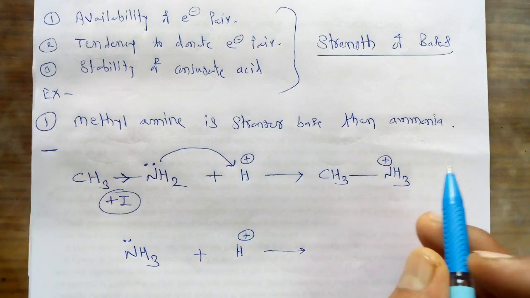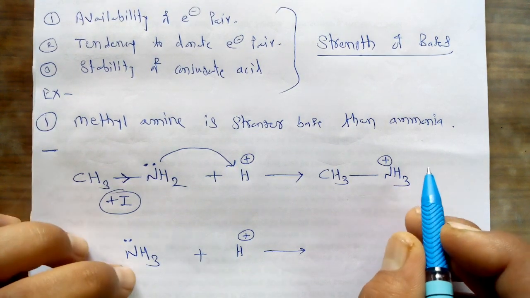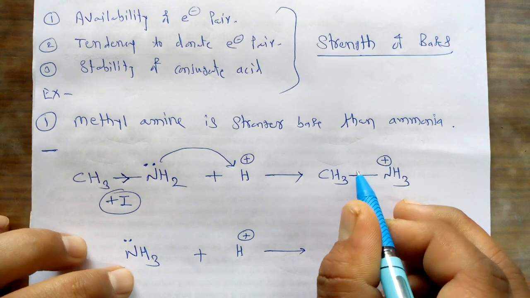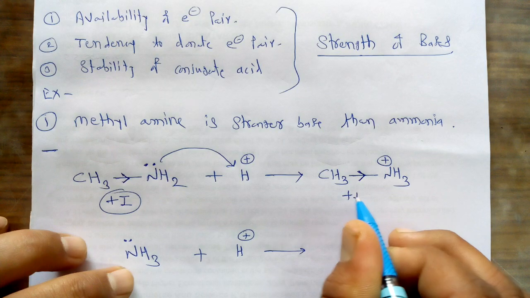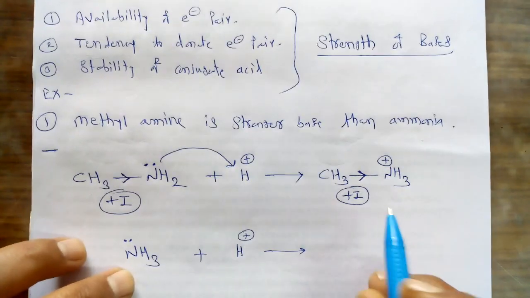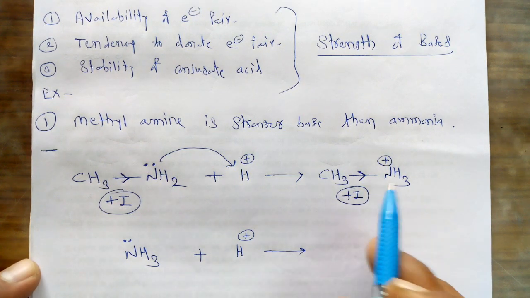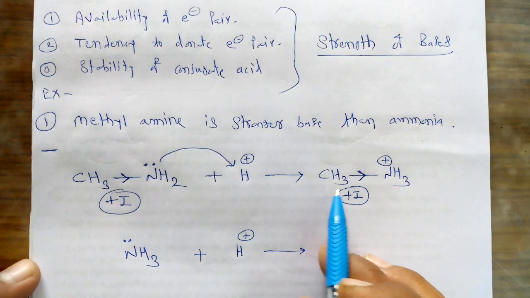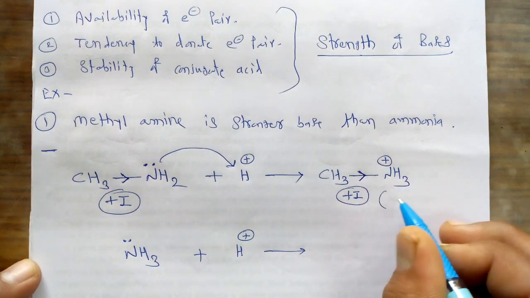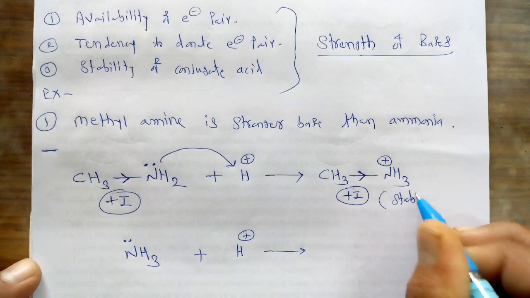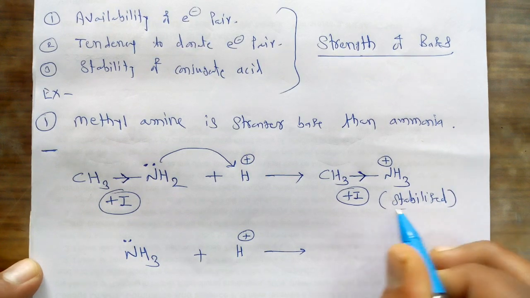As this conjugate acid has a positive charge on nitrogen, it is electron deficient, but at the same time this methyl group shows the plus I inductive effect. We know that if a plus I inductive effect is there, it will donate electron density towards the reaction center, and that's why we can say that due to the plus I inductive effect shown by this alkyl group, this conjugate acid is stabilized. It is the well stabilized conjugate acid.